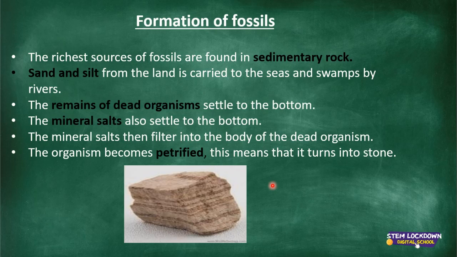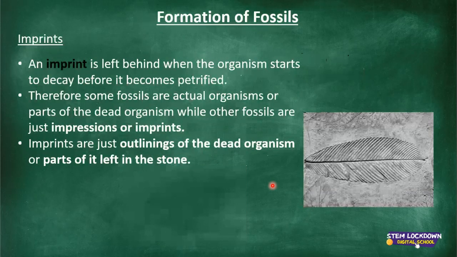But not all fossils turn into a stone. And not all fossils are tangible. Those that are not tangible, we can see by an imprint. An imprint is left behind when the organism starts to decay before it becomes petrified. Therefore, some fossils are actual organisms or parts of the dead organisms, while other fossils are just impressions or imprints. Like on this picture here, it is an imprint of a leaf. So maybe the leaf belonged to a type of tree that became extinct.